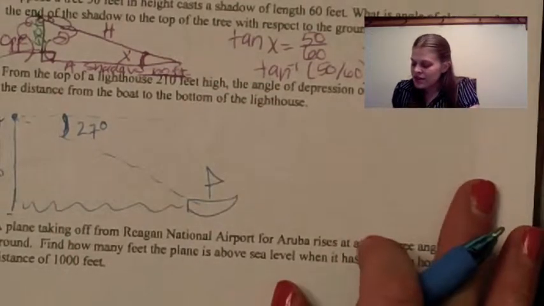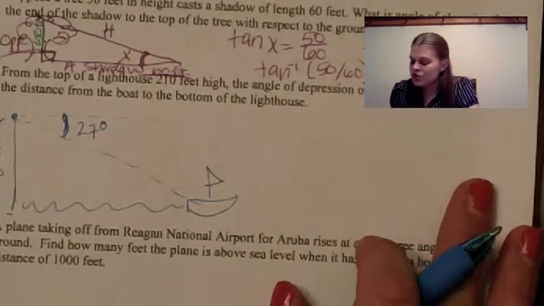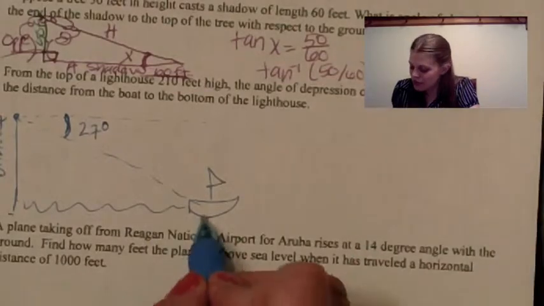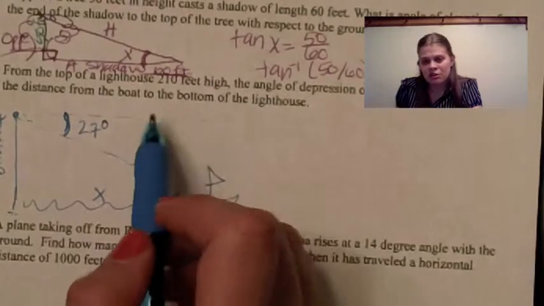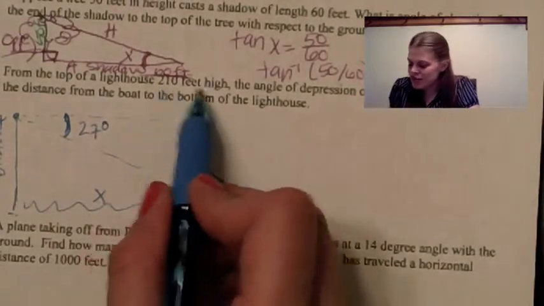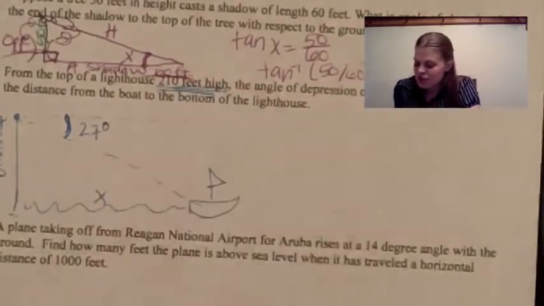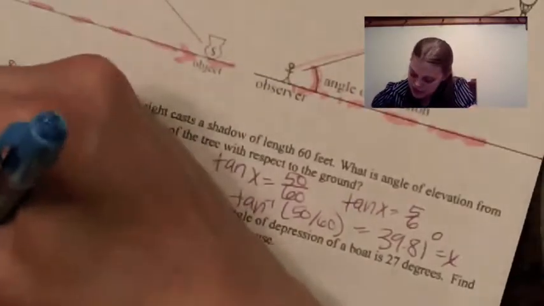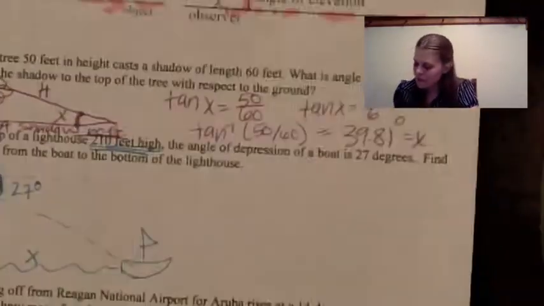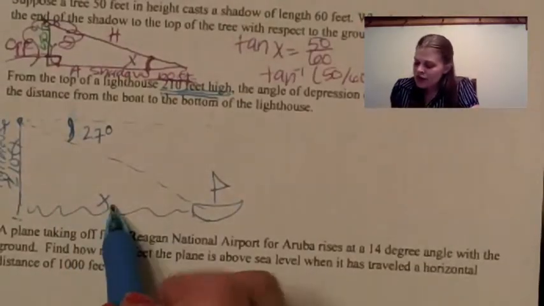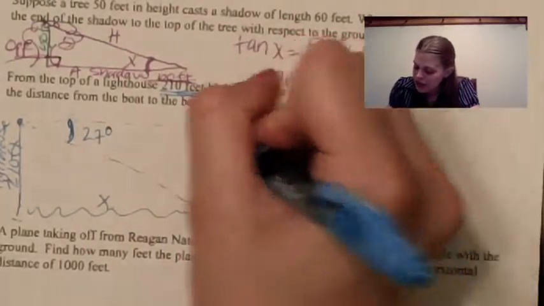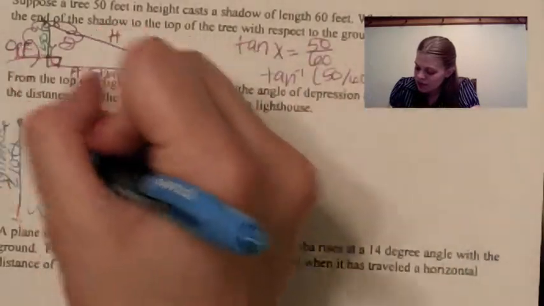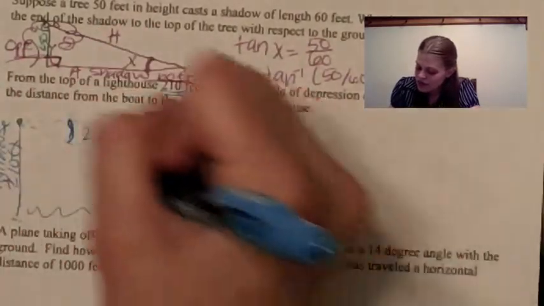Find the distance from the boat to the bottom of the lighthouse. So this is what I want to find. I got distracted telling you about my lack of lighthouse drawing skills that I forgot to mention that it's 210 feet high. So I'm going to label this as 210. Now there are two different triangles you could look at. I could look at this top triangle right here, or I could look at this triangle right here.